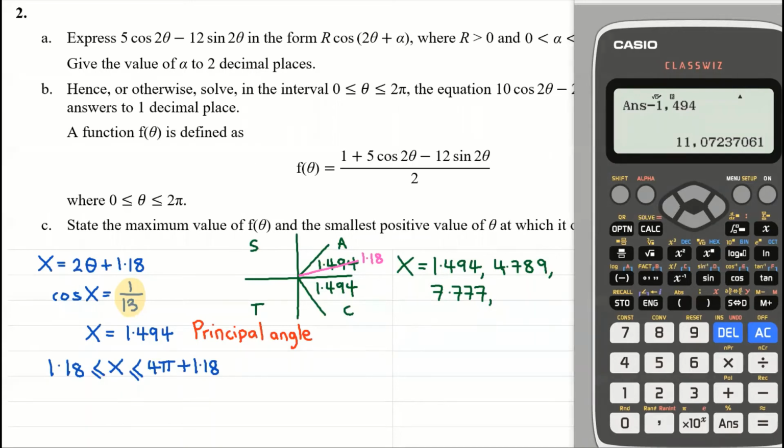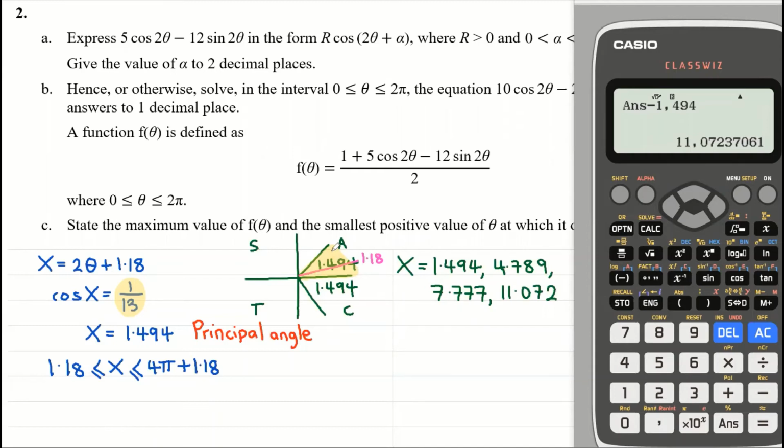So I'm maintaining the number of decimal places here as well. So that's 11.0724, or just 3 decimal places. Now then, so that's going around twice. So now we're at 4 pi, but remember we're dealing with 4 pi plus 1.18. So could we squeeze in an extra angle? Well, the answer is, of course, no, because the next angle would be 4 pi plus that, which is obviously going to be greater than 4 pi plus 1.18. So we have four solutions to this equation.